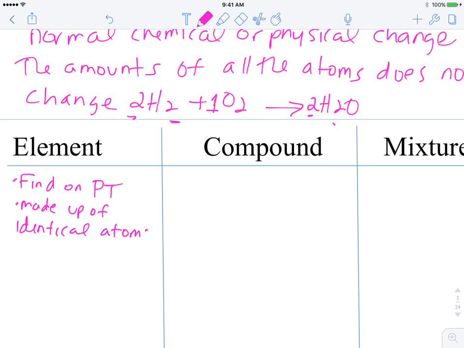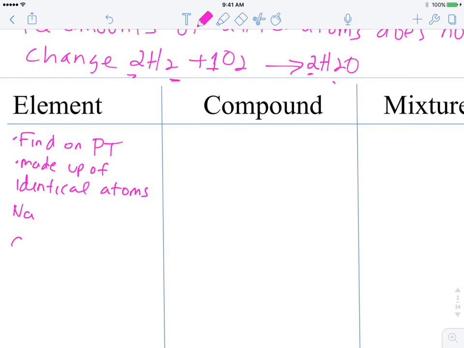So all the atoms in an element are the same. If I have sodium, well then all of the atoms in that sample of sodium are going to be the same exact atoms. Another important thing about an element is that it cannot be broken down chemically. So I cannot make it anything smaller chemically, otherwise it loses its identity of that being that element.